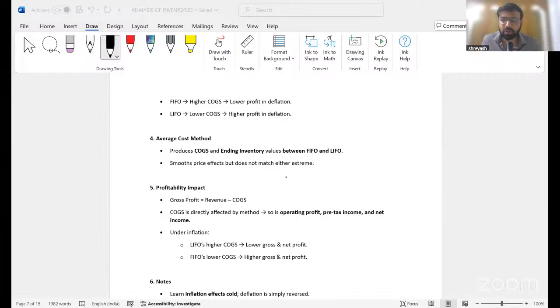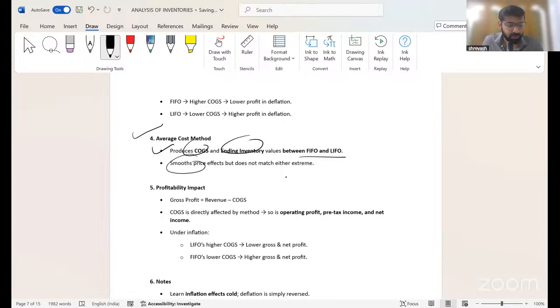Let's talk about average cost. Average cost method. How exactly does an average cost work? Average cost is basically whatever your inventory is, you try to price that at an average purchase price. Fair enough. So it should produce the results of COGS and ending inventory somewhere between LIFO and FIFO. So the prices are smooth. Simple as that, right?